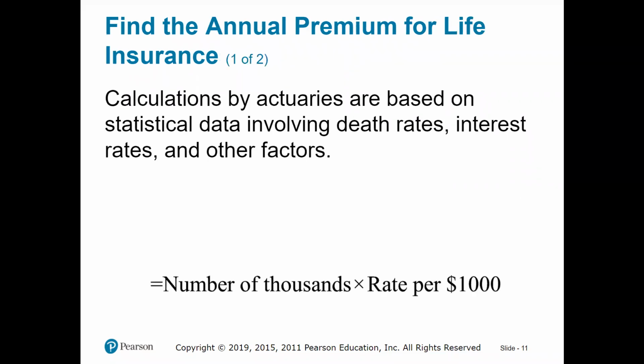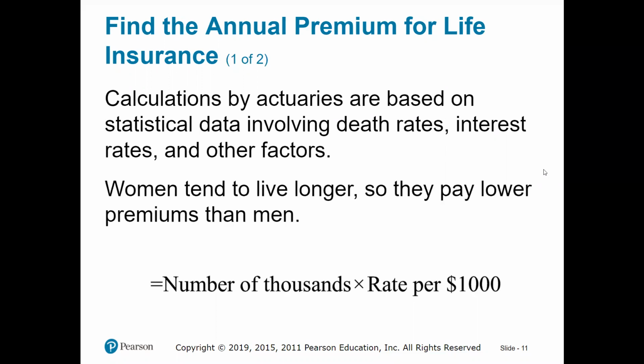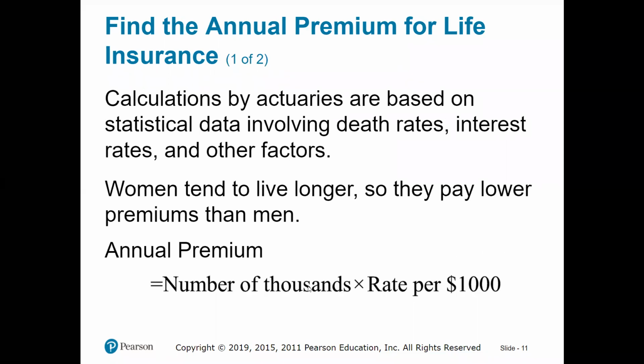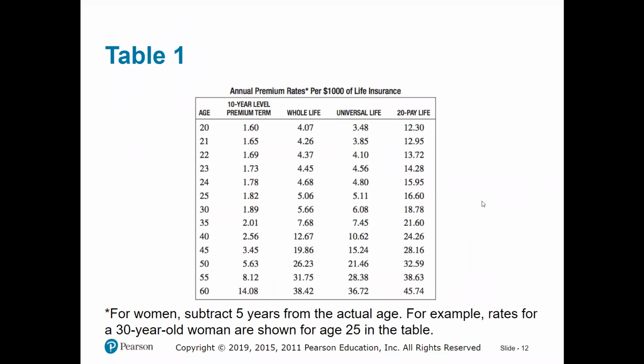Calculations by actuaries are based on statistical data involving death rates, interest rates, and other factors. Women tend to live longer, so they pay a lower premium than men. Annual premium is the number of thousands times the rate per thousand. So for women, subtract 5 years from the actual age. For example, rates for a 30-year-old woman are shown for age 25 in the table.